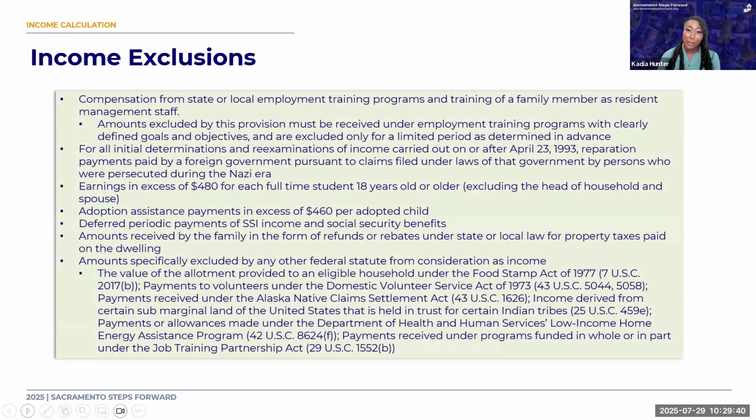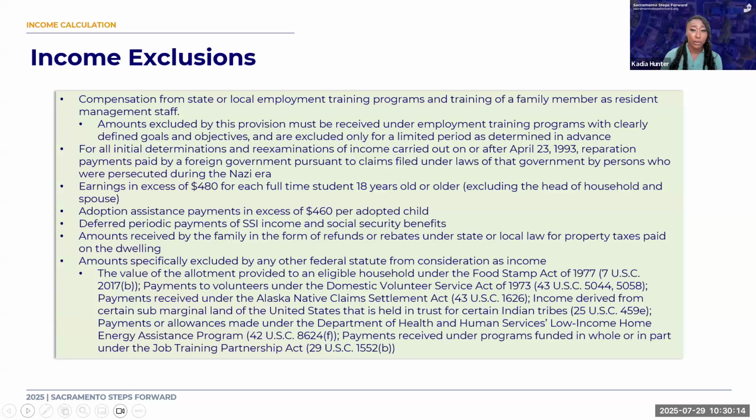Okay, so more exclusions pop up in unique situations, and I'm going to try to keep it straightforward. The first payments from state or local job training programs or resident management trainings don't count if they're part of time-limited programs with clear goals. Extra earnings over $480 for full-time students 18 and over, excluding the head or spouse. Adoption aid above $460 per child. Delayed SSI or Social Security payments.